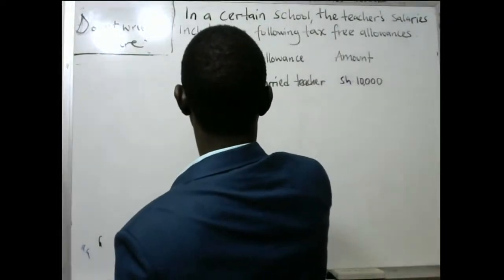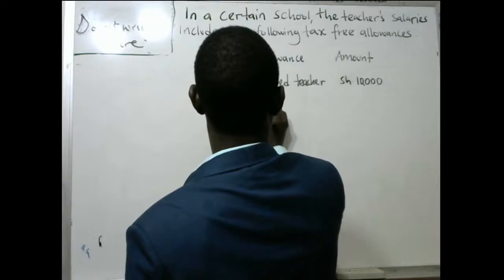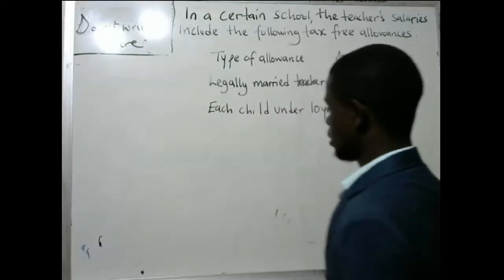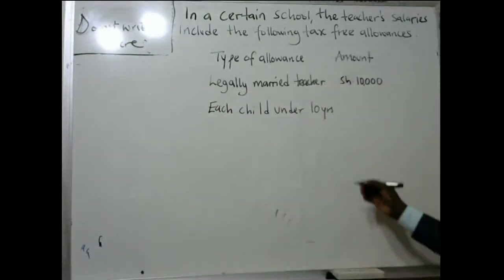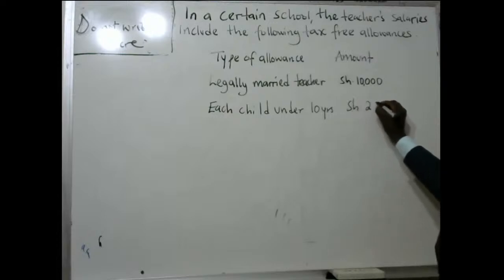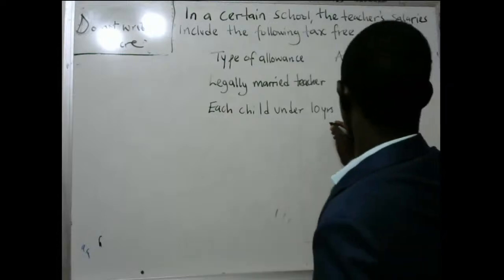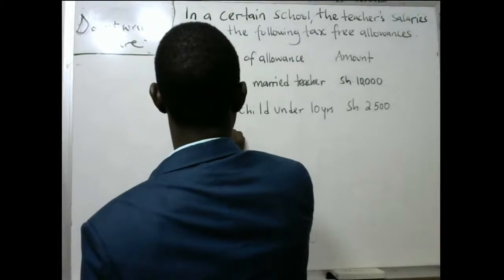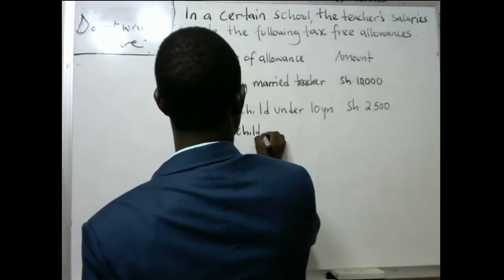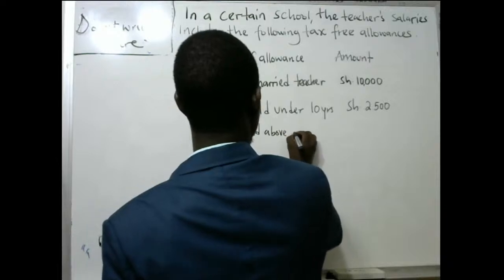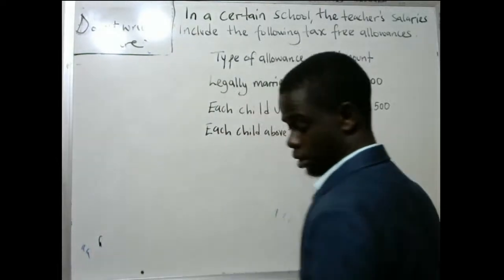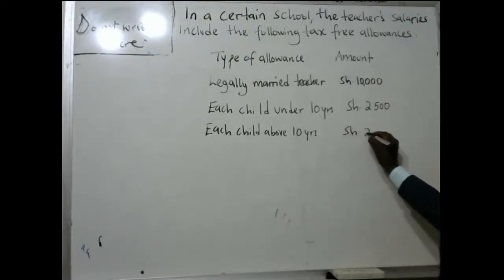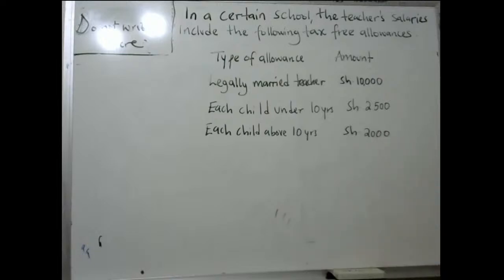Two, each child under 10 years. Each child under 10 years, you receive shillings 2,500. To continue, each child above 10 years, you're writing down this question. The amount that is given to this child is shillings 2,000. The child is above 10 years.